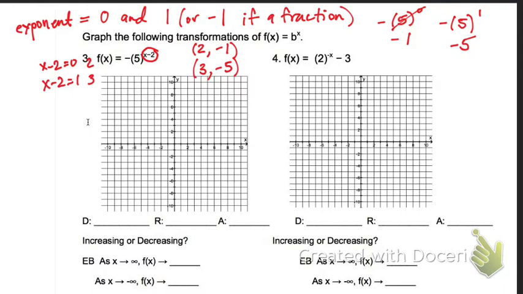Where did you get x minus 2 equals 0 and x minus 2 equals 1? Those are the two numbers that I'm plugging in to plot my points. Can you use any? No, you have to use 0 and 1. So I'm setting my exponent equal to 0 and 1. So anytime you have an equation in the exponent, you set it to 0 and 1. And if it's a fraction, instead we'll do -1, but you still do 0. Yes. So I'm going to plot those 2 points.